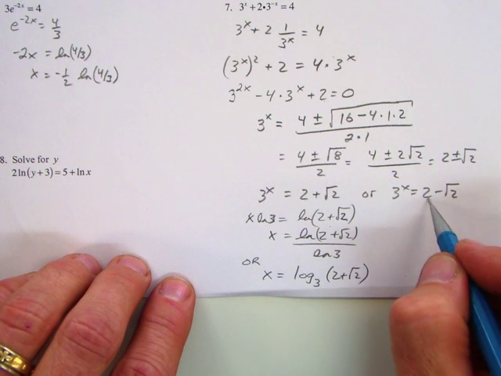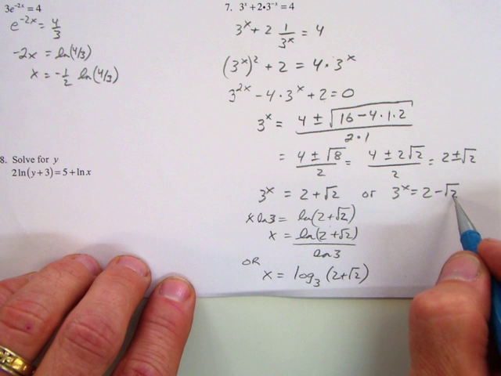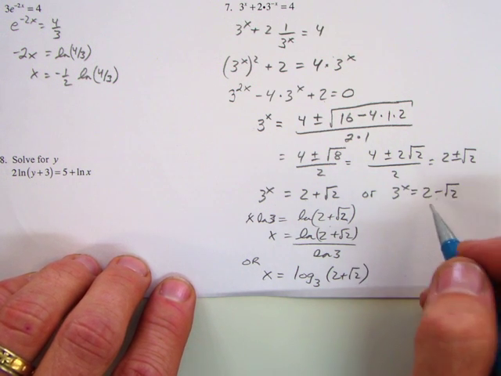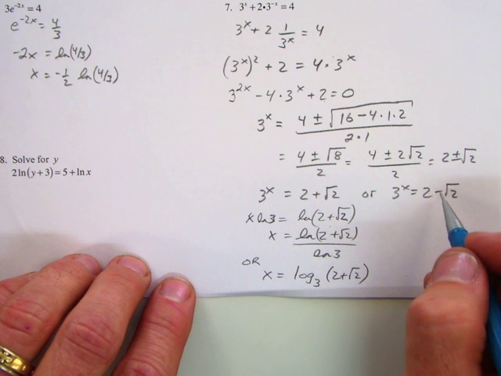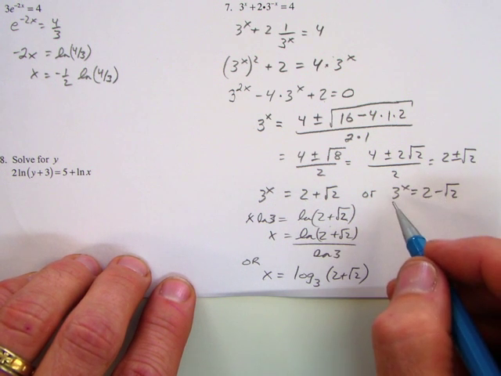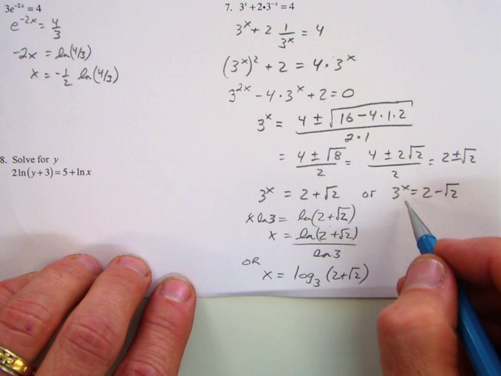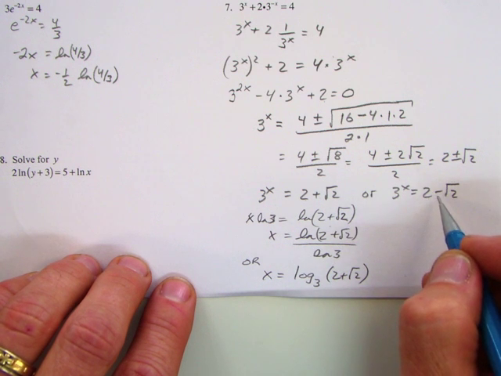2 minus root 2, 2 minus about 1.4. That gives us 0.6. Can 3 to the x equal 0.6? Sure. What can 3 to the x not equal to? An exponential function here cannot equal a number that's not positive.